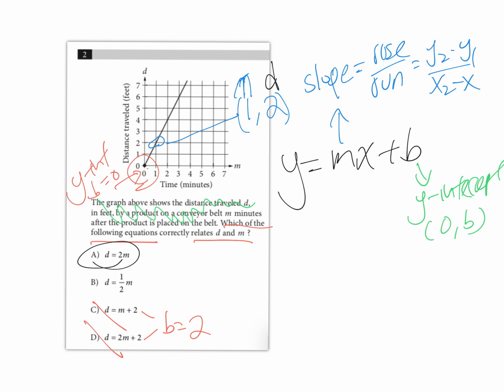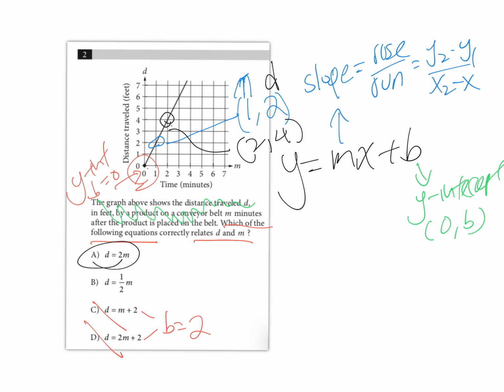Another approach we can take with this problem is maybe you did not do slope-intercept form. Maybe you don't know slope, you don't know y-intercept, you're not worried about all of that. But instead, you do notice that there are coordinates here, 1, 2, and maybe you also see that there's another point, 2, 4.